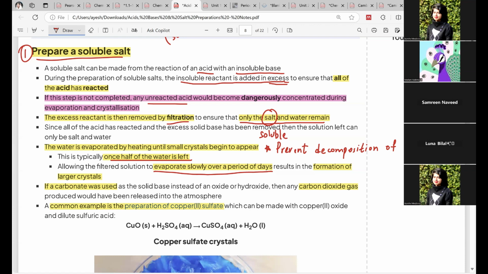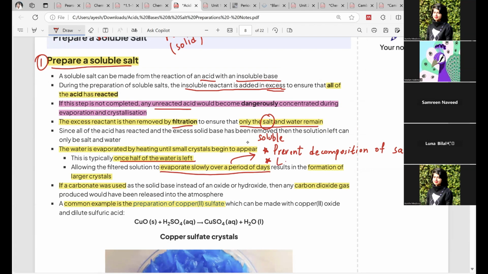Reason number two is very interesting. If you stop the heating when half of the water is evaporated and do the remaining slowly over a period of days, you will get large sized crystals. Large crystals are more important than small size crystals. If you just quickly heat and evaporate all the water within a few minutes, you will get very, very small crystals. If you want small, you can heat it fully. But if you want large crystals, then we slowly evaporate over a period of days.